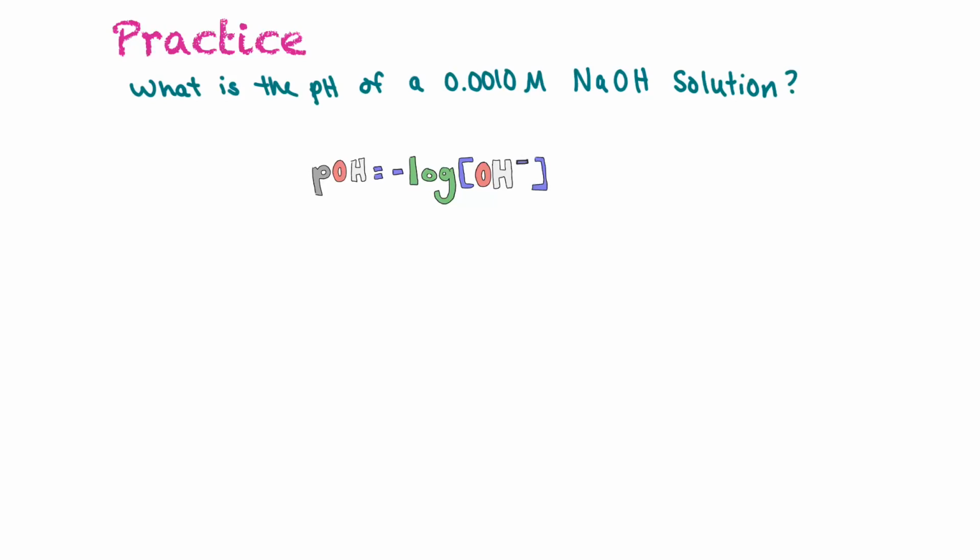So in this example, we're being asked, what is the pH of a 0.0010 moles per liter sodium hydroxide solution? So we can find out the pOH, which is equal to the negative log of the concentration, so 0.0010, and that is equal to 3.